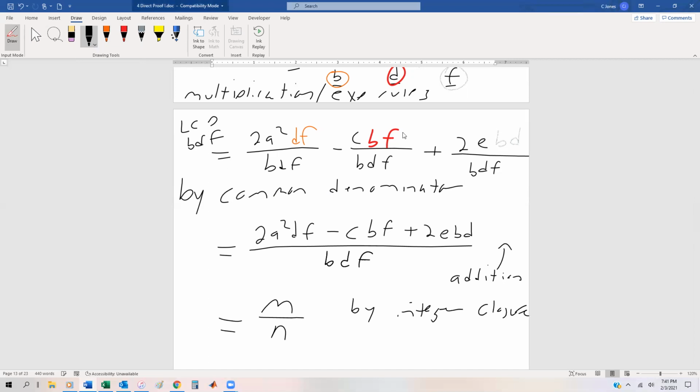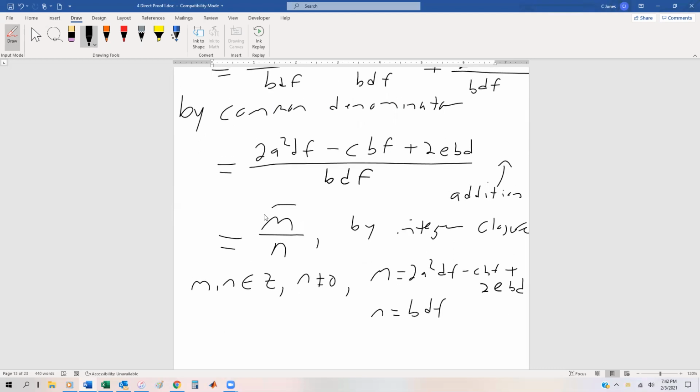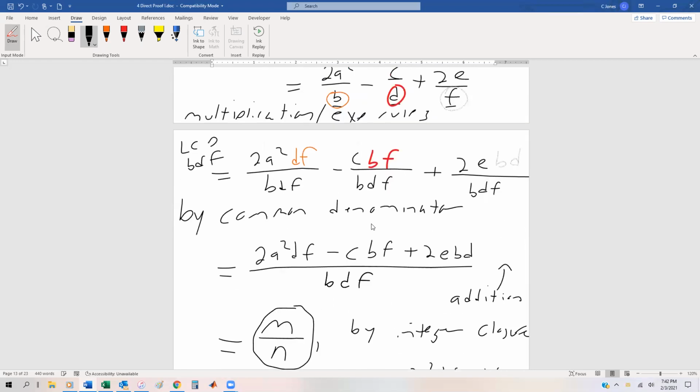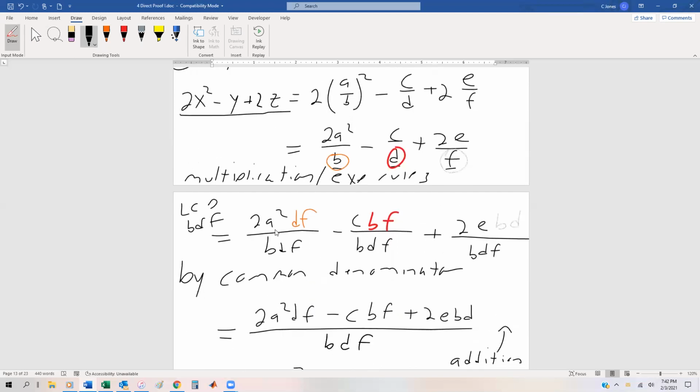Now we have to make sure that we define M and N. So we're going to say that M, comma N are integers. N is non-zero. And then also, if you really wanted to, we could say M is equal to 2a squared df minus cbf plus 2ebd, and N, mercifully, is bdf, an easier one. Now, what have we shown? We've shown that 2x squared minus y plus 2z is equal to m over n.